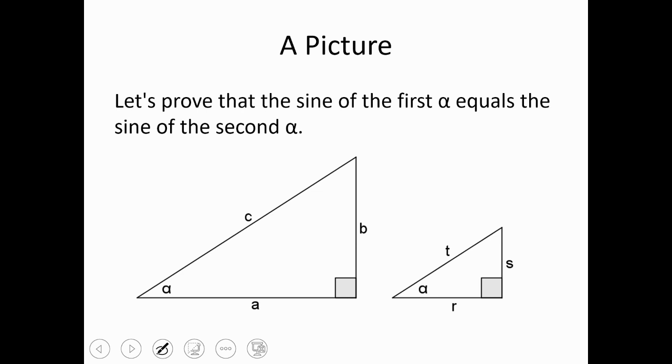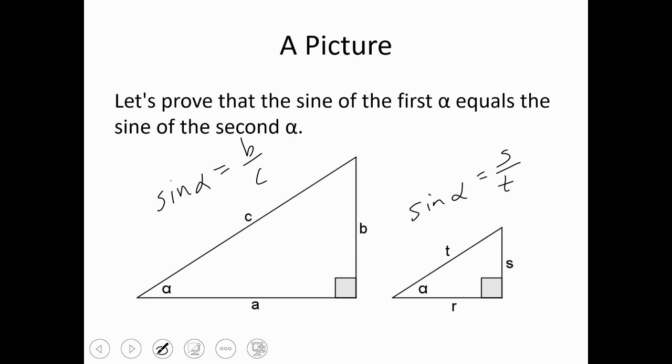So we have a right triangle on the left with side lengths A and B and C, and one on the right with side lengths R and S and T, and they both have an acute angle of measure alpha. Of course, in the one on the left, we would say that the sine of alpha is opposite over hypotenuse, which is B over C. And on the right-hand side, the sine of alpha would be S over T. But again, our assumption here is that that value will be the same. It doesn't depend upon where the triangle is or what size it is. And we want to understand why that is the case.